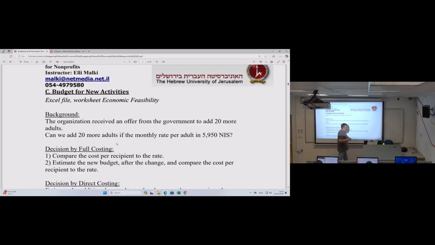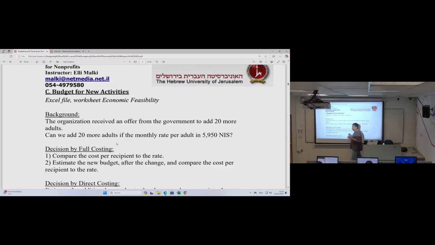So this organization, since it was in a kind of shaky financial situation, received an offer from the Israeli government, from the Ministry of Welfare, to add an additional 20 clients to their adults program. Okay? So that is an expansion. There are more people who are treated, more money, and they had to consider this.